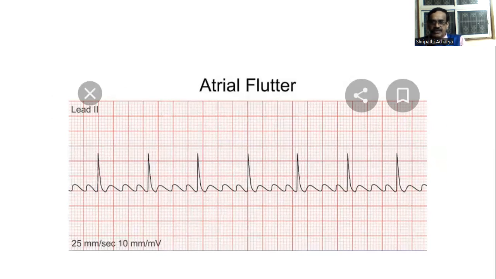This is another patient of atrial flutter. You see the wave width is 5 mm and the atrial rate is 300 per minute. The case of flutter. So, sawtooth-like appearance of the P wave.